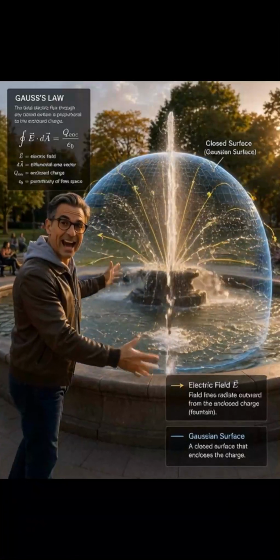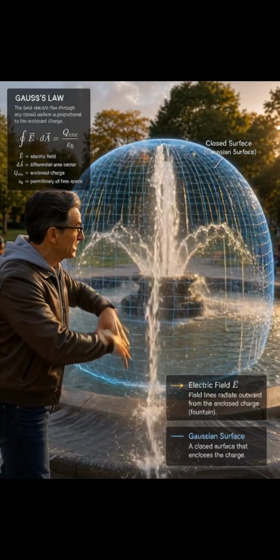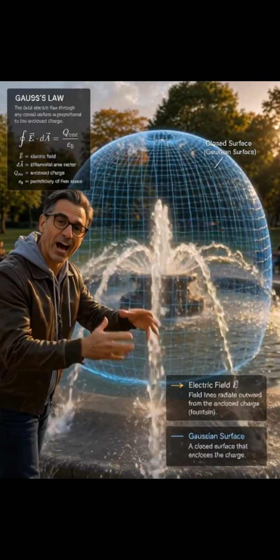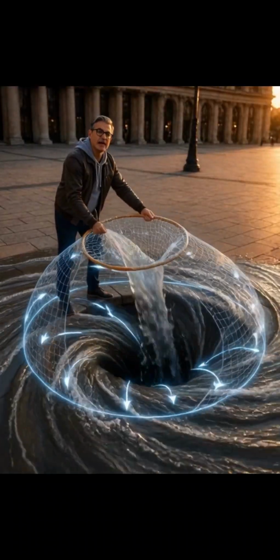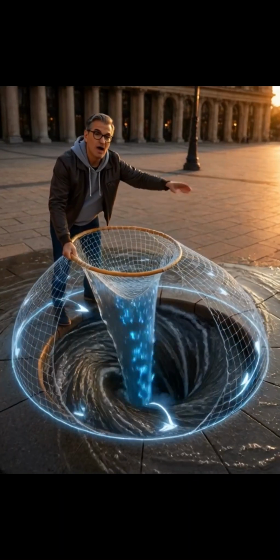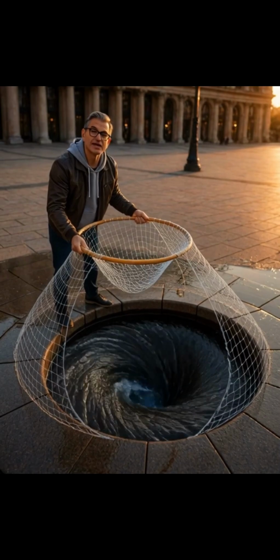Look at this net, a closed surface around the fountain. Water sprays out from the center. It passes through the net and leaves. That outward flow is what Gauss called flux. Now I place the same closed surface around the drain. Water flows inward through the net and into the hole. That is negative flux. The net catches the inward flow. Negative charge, net flux inward.